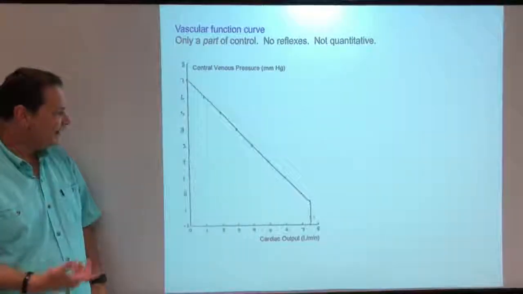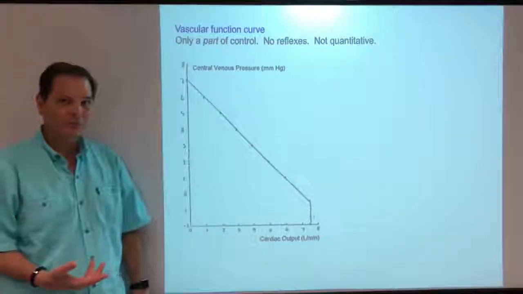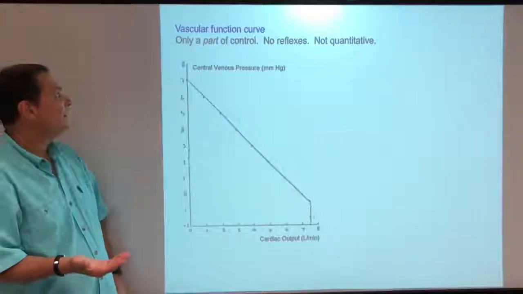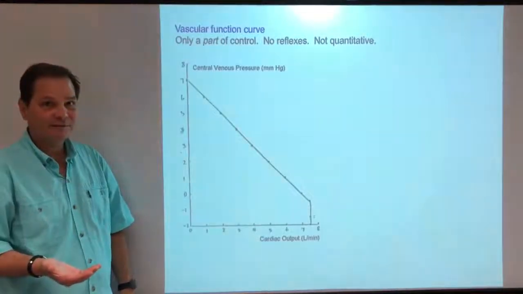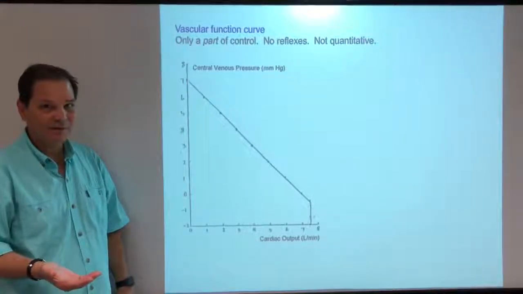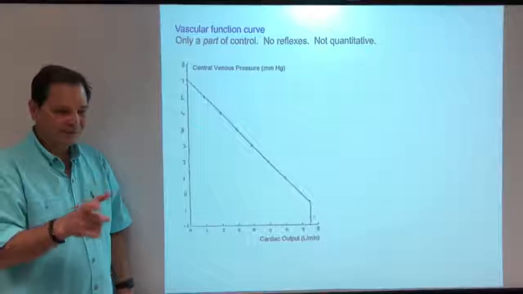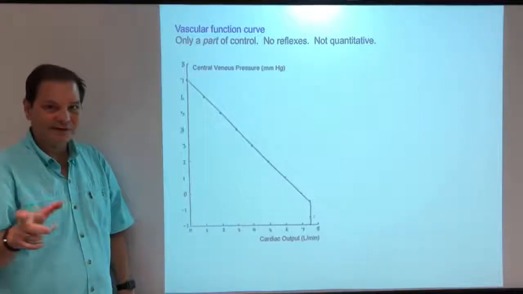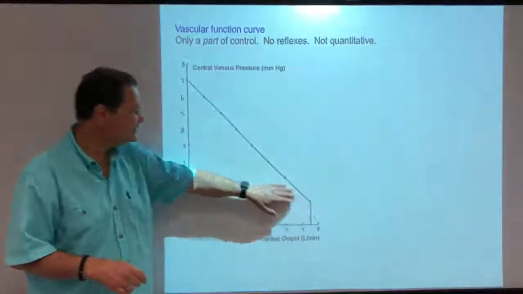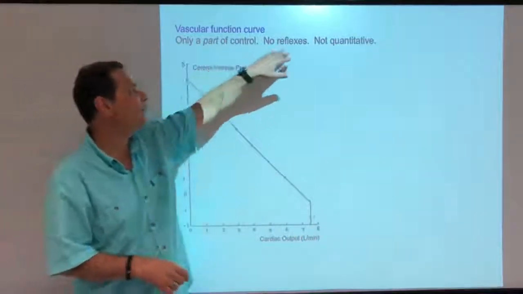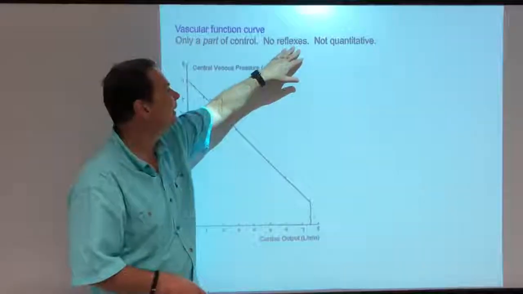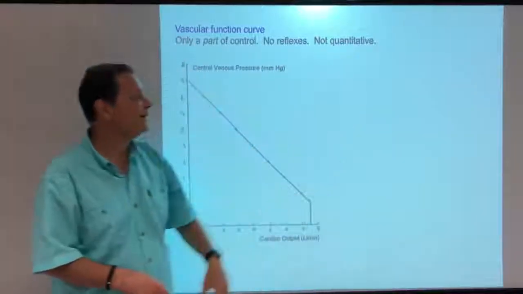So, one thing I want to emphasize, having walked you through that, is that this is only a part of control of the cardiorespiratory system. The cardiorespiratory system is really, really complicated, so we still have to teach components one at a time, okay? And you should recognize this relationship holds quantitatively only when there are no reflexes, which means no change in total peripheral resistance, okay?